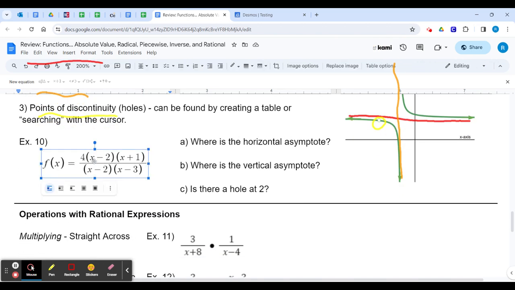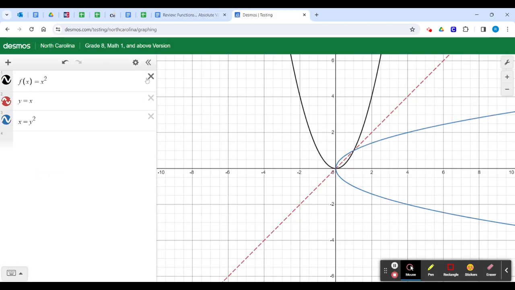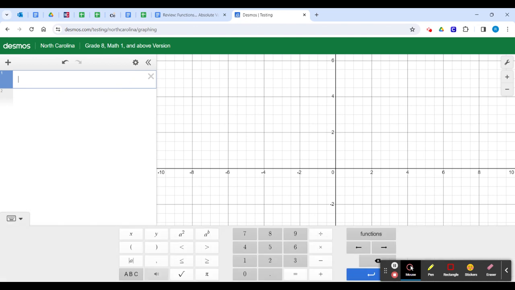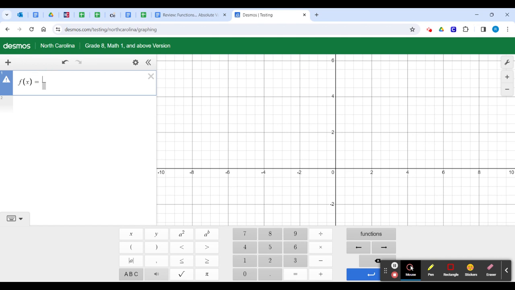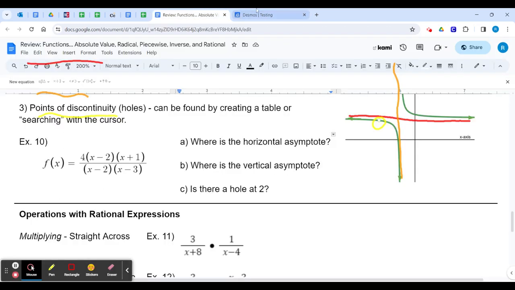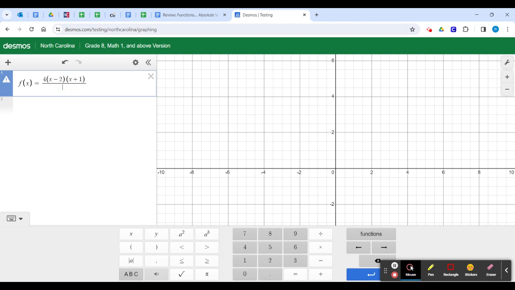Our function is given here. There's a lot going on. Let's plug it into Desmos and see what's actually happening. So I have my function f of x equals some fraction. I always like to make the fraction first. On top we have 4 times x minus 2, and that's times x plus 1. And on bottom we have x minus 2 and x minus 3.